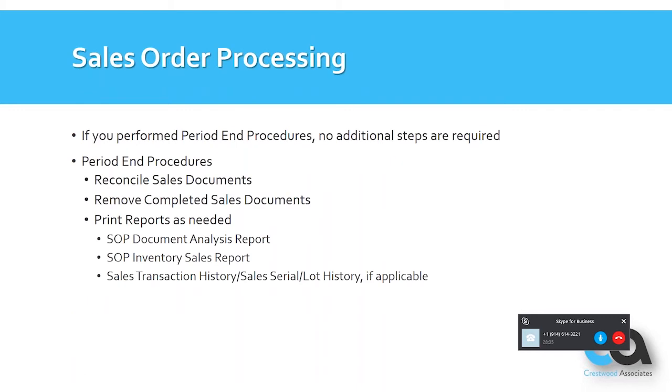Okay, so now what we'll do is we'll look at the steps that are required for each module. So as I mentioned, in sales order processing, if you're performing your period end procedures, there really aren't any extra steps that you need to perform. It is recommended that you reconcile your sales documents and remove any completed sales documents, and then print some reports just so that you have those on file.